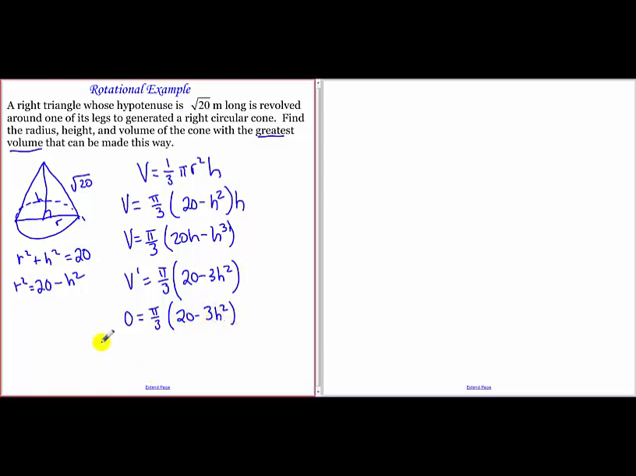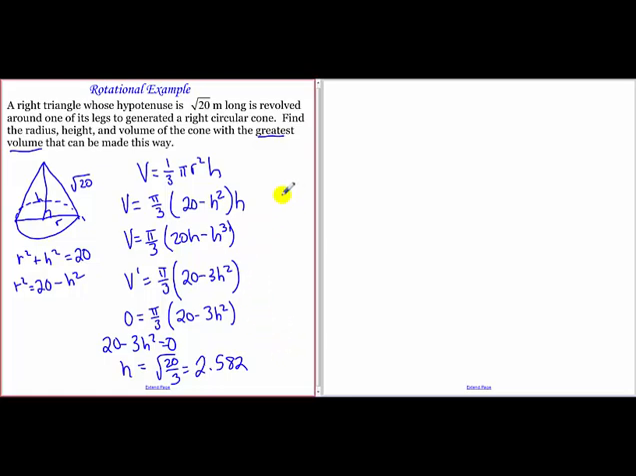I set each one of my factors equal to 0, so 20 minus 3h squared equals 0. I solve for h, which happens to be the square root of 20 over 3, which as a decimal is 2.582. Now I need to verify that that is a maximum or a minimum.